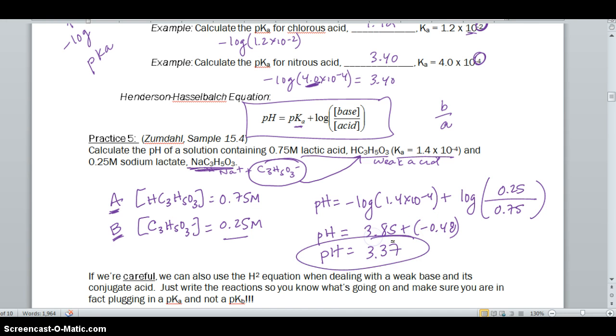Before you stop and say, oh, good job, I got the answer, ask yourself, is it reasonable? We've got an acid, pH should be less than 7. Our pH is less than 7.